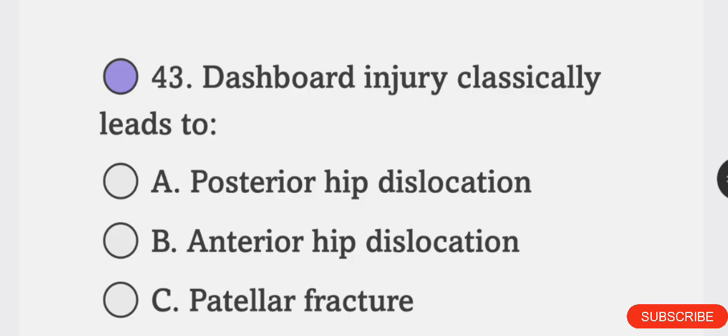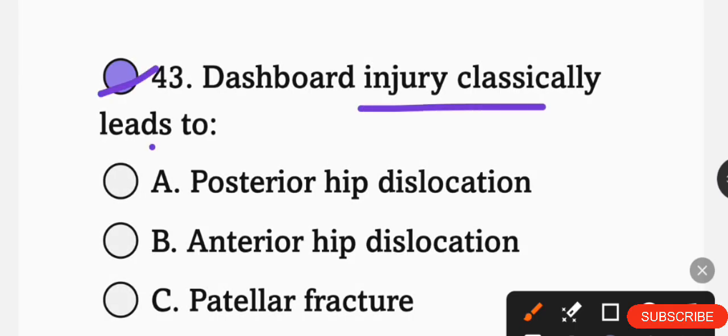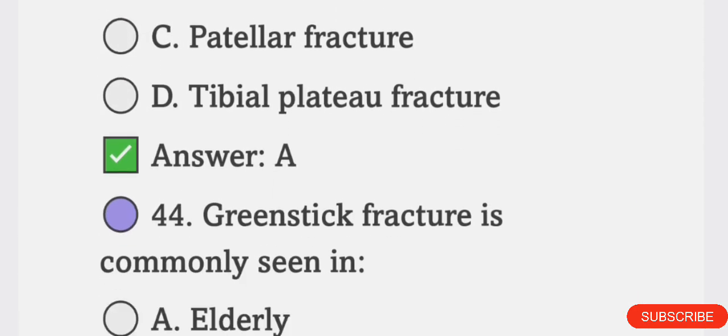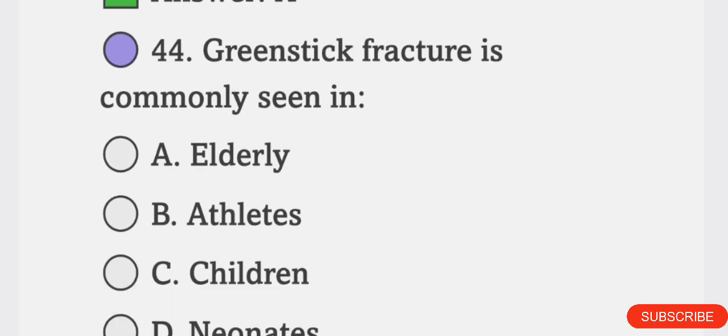Now come to question 43. Dashboard injuries classically lead to. Dashboard injuries are very popular in road traffic accident cases, where the knee hits the dashboard and force passes along the femur. So the femoral head is pushed backwards, commonly seen as posterior hip dislocation. Option A is the correct option. Dashboard injuries are seen as posterior dislocations. Please remember these points. Option A is the correct option.